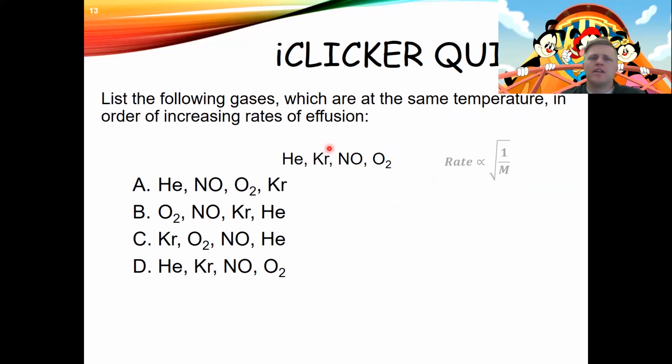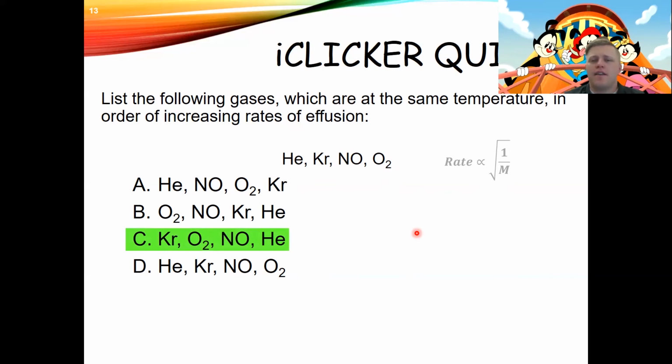So krypton here is going to be our heaviest. Ideally, you would have looked at a periodic table and figured out its actual mass. But krypton's the heaviest, followed by oxygen, then nitrogen monoxide, and lastly helium. So our answer here is going to be C.